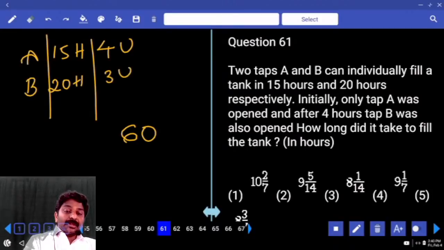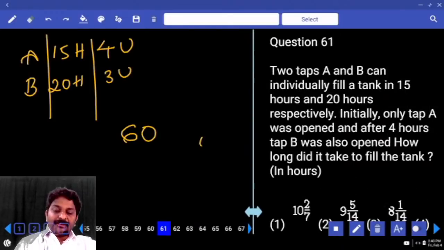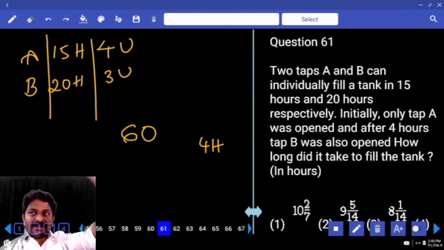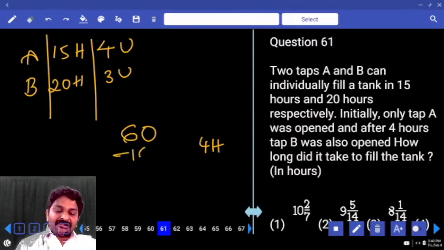Okay. A alone can do 4 units per hour, B 3 units. Now what happened? Which tap is opened first? A is opened for how many hours? So in 4 hours, only A is opened. A per hour can do 4 units of work. Like that, in 4 hours, 16 units of work is already done by A. How much is remaining?